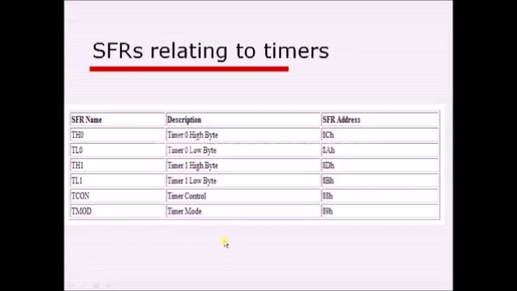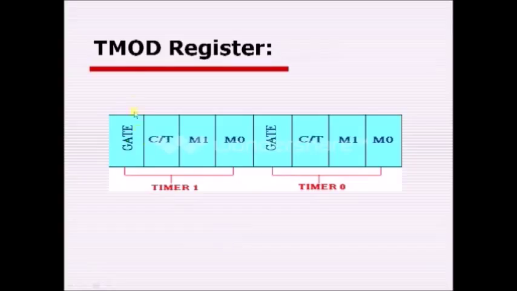Let us see these registers one by one. Initially we'll start with the TMOD register. TMOD is an 8-bit register, and here you can see the first 4 bits, from 7 to 4, that is the MSB 4 bits or higher nibble of this TMOD register, are for timer 1, and the lower 4 bits are for timer 0. If you program the higher nibble, that gets affected to timer 1, and if you program the lower nibble, that gets affected to timer 0.